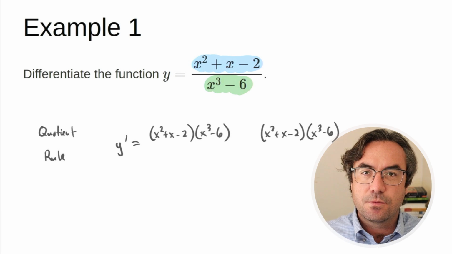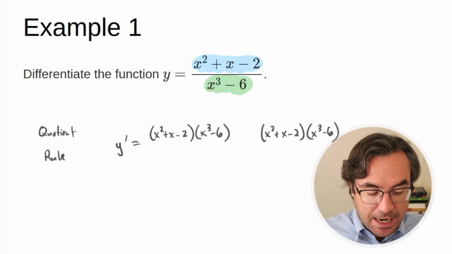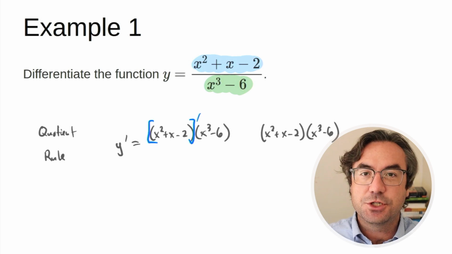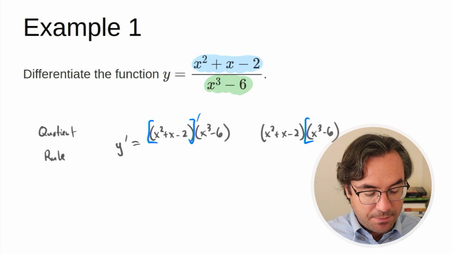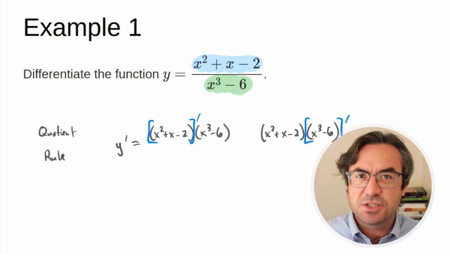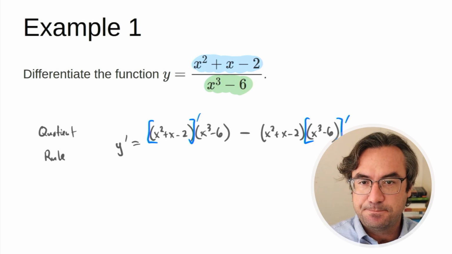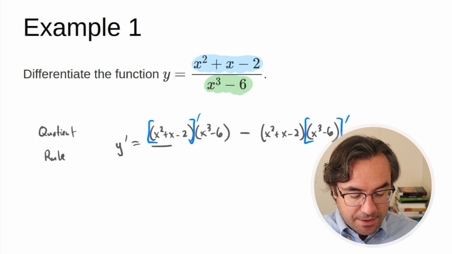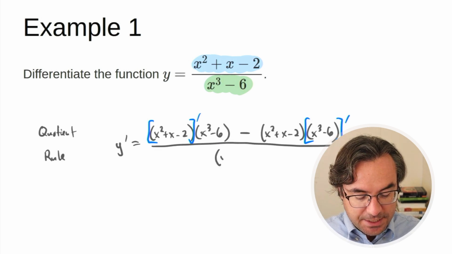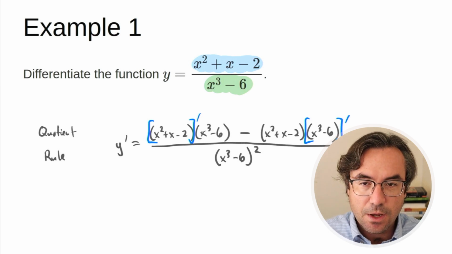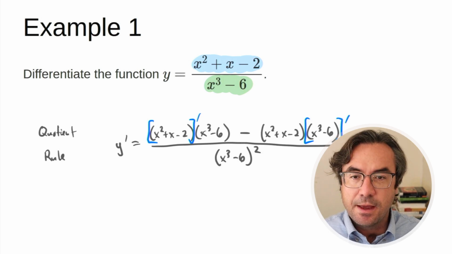And then in the first copy, we apply the derivative to the first function. And in the second copy, we apply the derivative to the second function, just like product rule. But now we put a minus sign in the middle. And then we make this into a big fraction, and we take the denominator and we square it. All right, so that's our quotient rule.